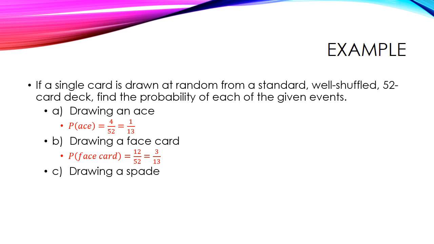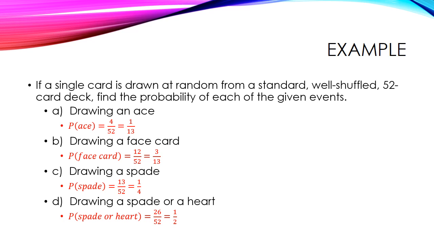Now find the probability of drawing a spade. Well, there are 13 spades in a deck. 13 out of 52 is 1/4. Now find the probability of drawing a spade or a heart. The probability of a spade or a heart is 26 out of 52. There are 13 spades and 13 hearts, which gives us a total of 26 cards, and that's a probability of 1/2.